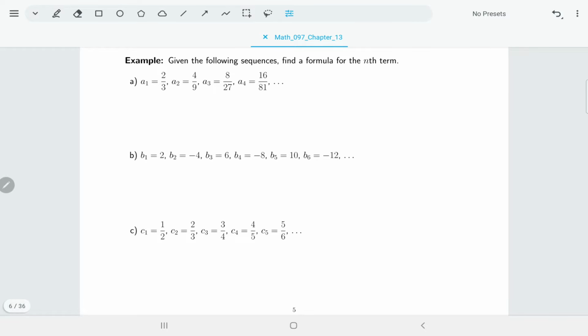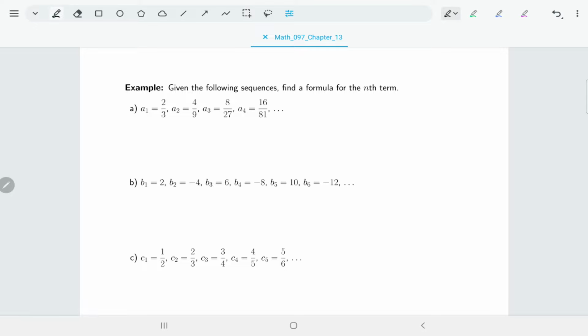So now, of course, you want to be able to do the reverse, which is if you have a sequence, to come up with a formula for the nth term. So this takes a little bit of work because instead of having a formula and just putting numbers in, we have to figure out what the formula should be. And that takes a little bit of looking at the numbers themselves.